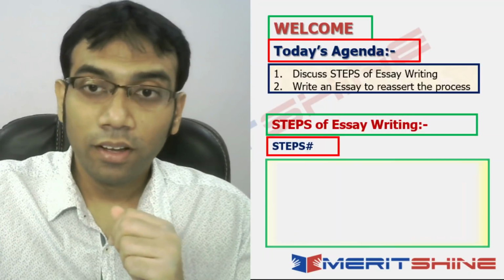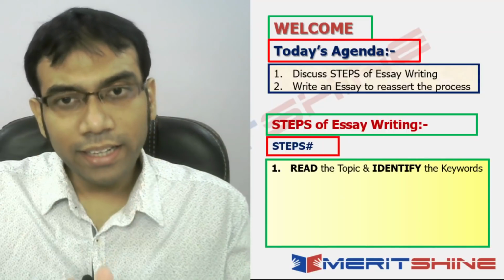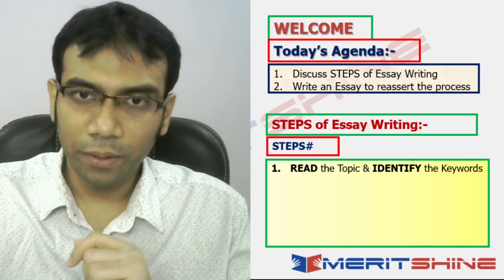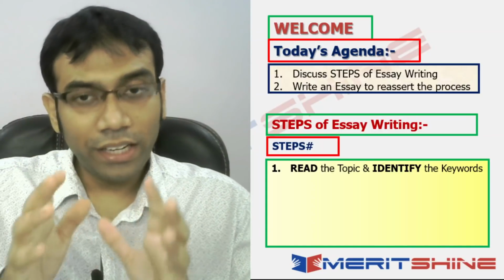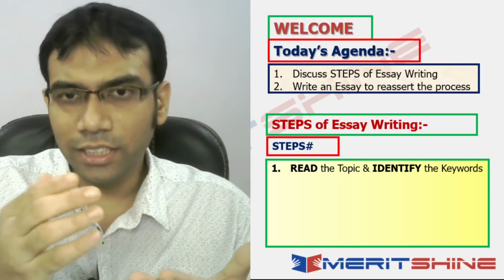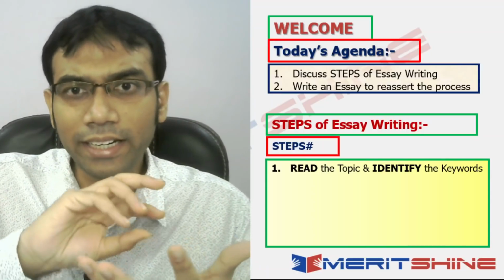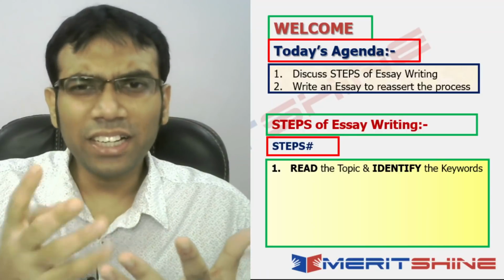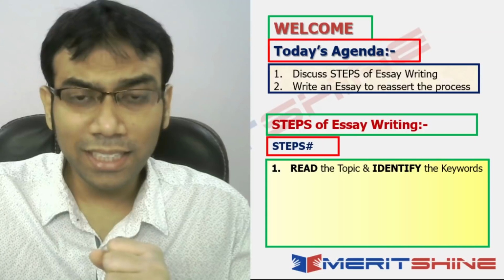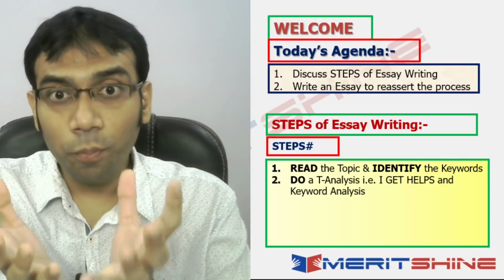Now, first step, read the topic and identify the keywords in the topic. Understand, whenever a topic is given to you, my dear friends, there would be keywords in it. Keywords meaning what it deals with, and there would be 3 to 4 important keywords. So identify them.